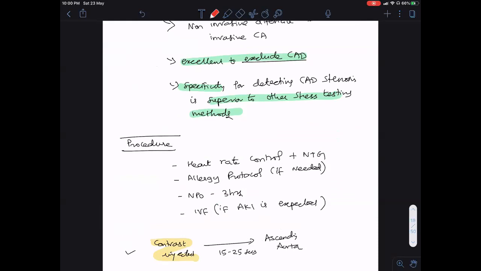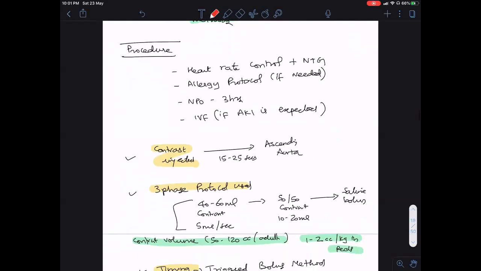The negative predictive value is very high, close to 100%. So when CTCA says that your coronary arteries are normal, they're normal. You don't have to do anything further. So again, briefly on the procedure.